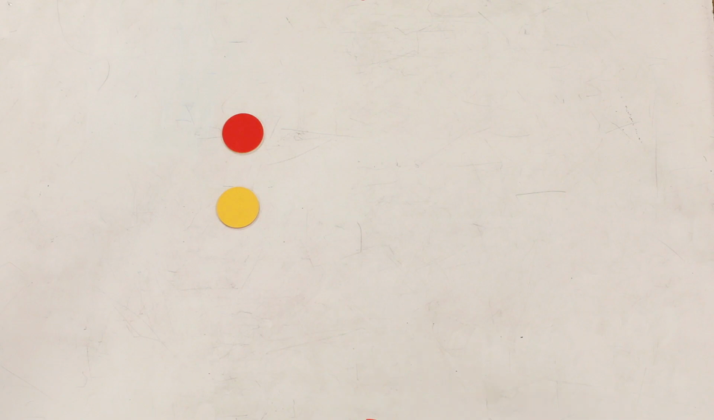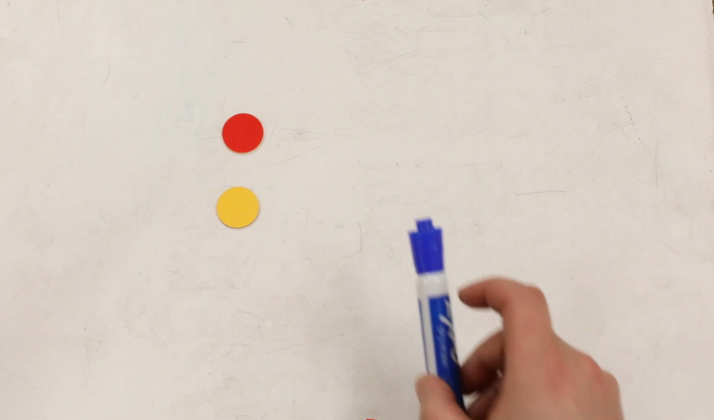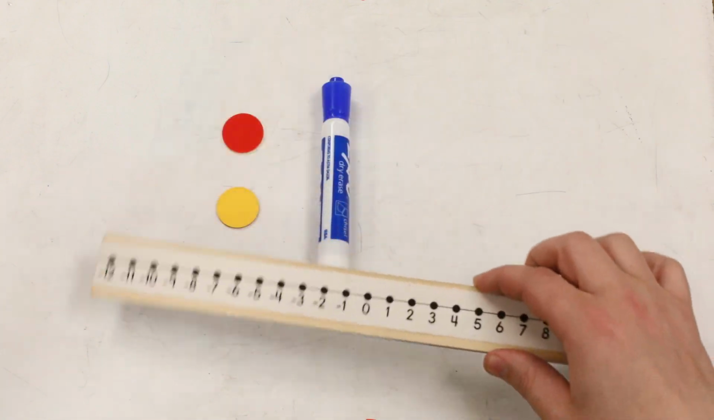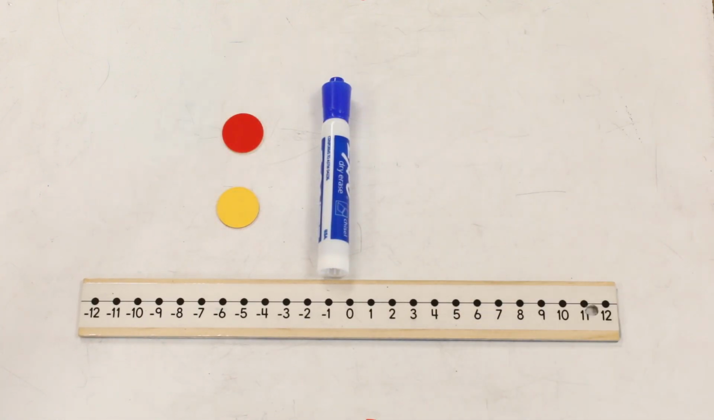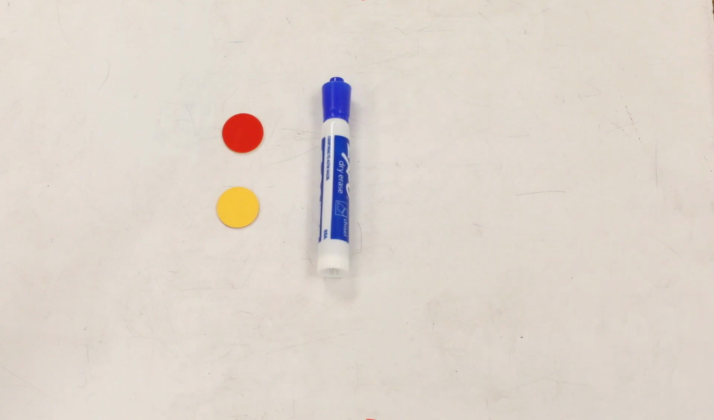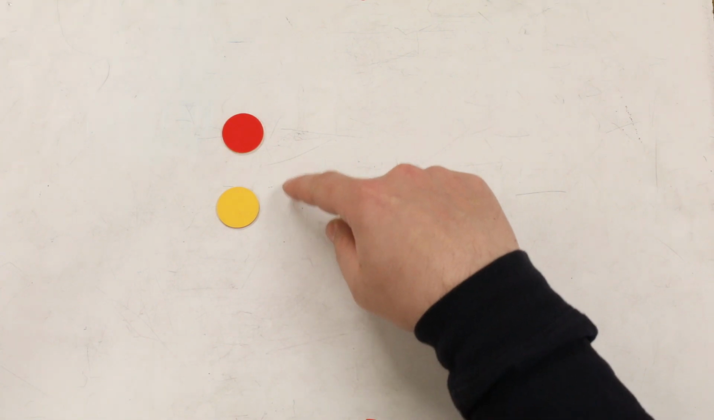After that, we are going to be drawing out adding with integers. So we're going to be using our whiteboard markers. And then after that, we are going to be using our number lines. So we're going to be using number lines to help us add with integers. But first, today we're going to focus on just using our integer chips.